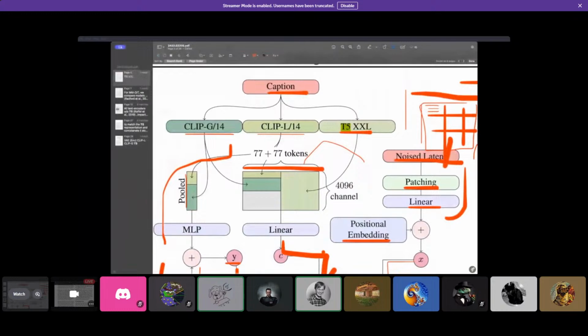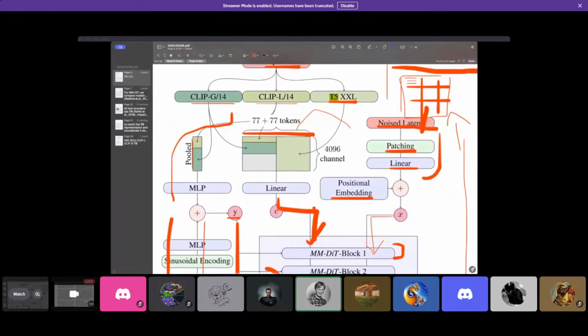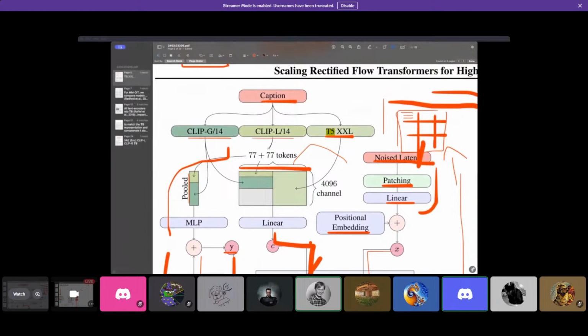Now, what is this bottom part on the left hand side of the 77 plus 77 tokens? So the right hand side is the T5 XXL. The left hand side is 77 tokens from clip G14, 77 tokens from clip L14, and there's this bottom part. Yeah. And I'm sorry if you discussed that earlier, I may be distracted, but do we know?